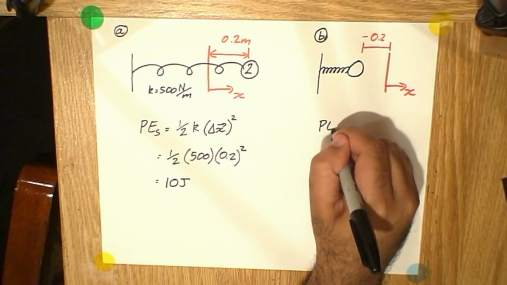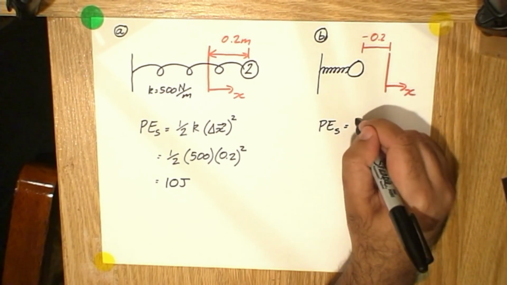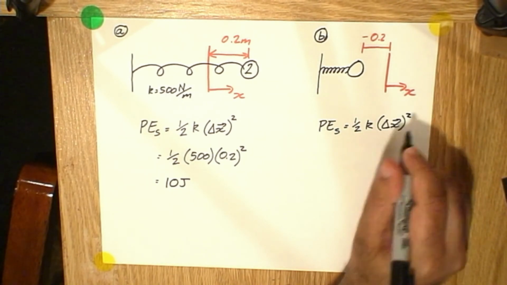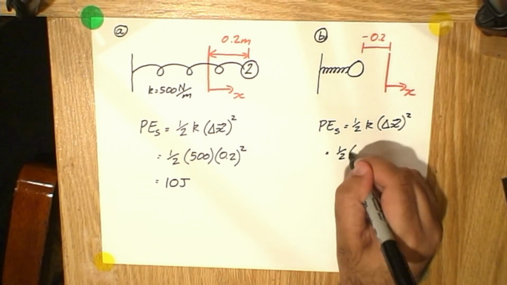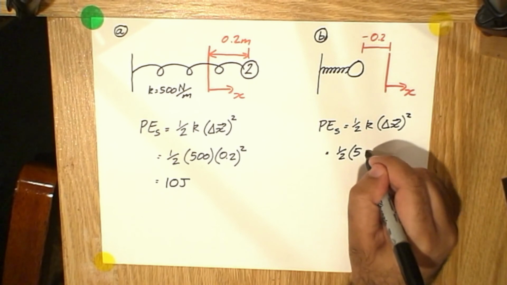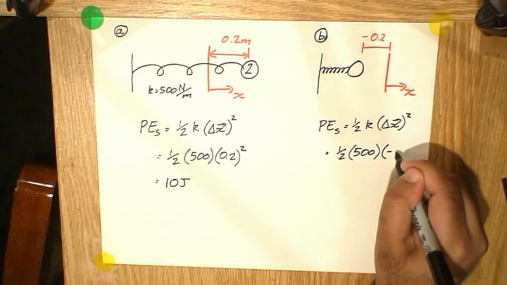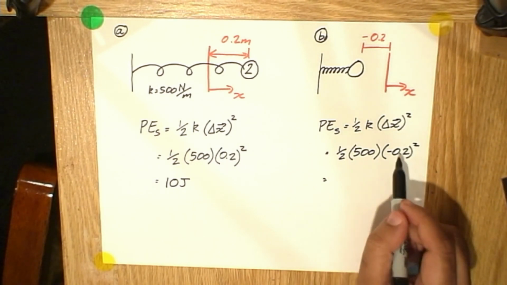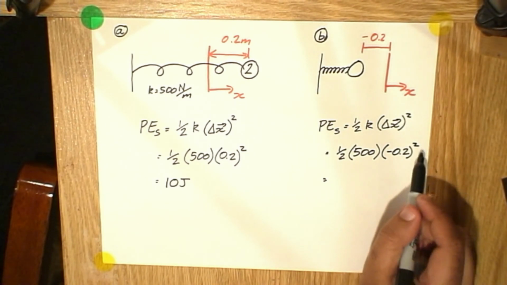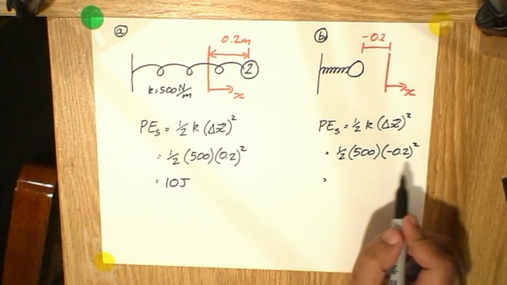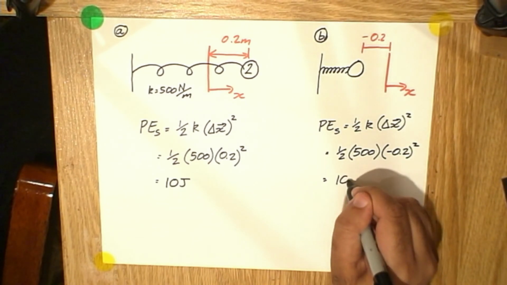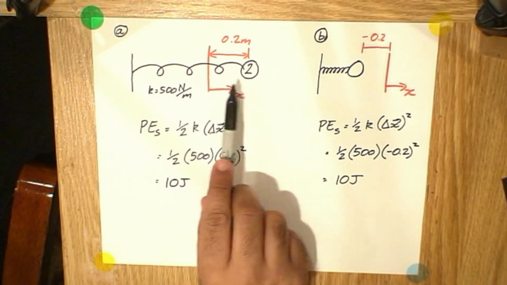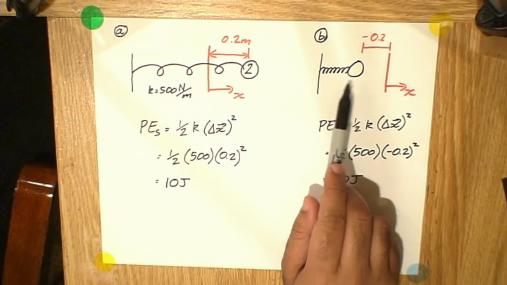We want to find out what the potential energy of this spring is going to be. It's going to be 1/2 times K times delta x squared, which is 1/2 times K, the same 500 as before, times delta x, which is now negative 0.2 squared. You can probably see where this is going. The negative is going to go away when you square it, which means that this calculation will be exactly the same as this one. So it's going to work out to the same 10 joules. Same amount of energy, regardless of whether you elongated the spring or you compressed the spring.